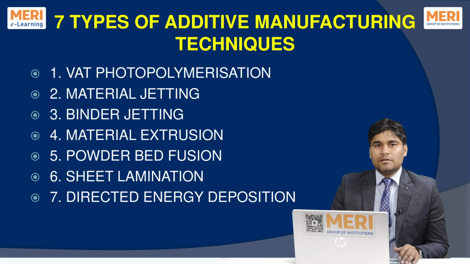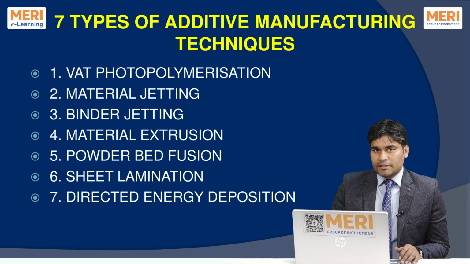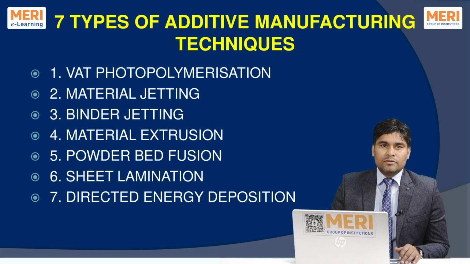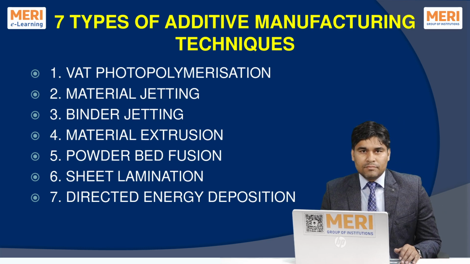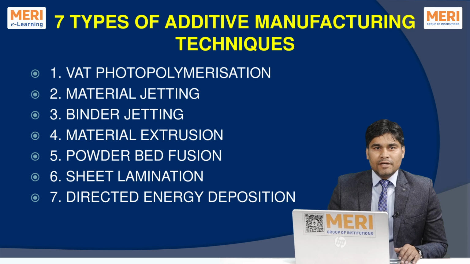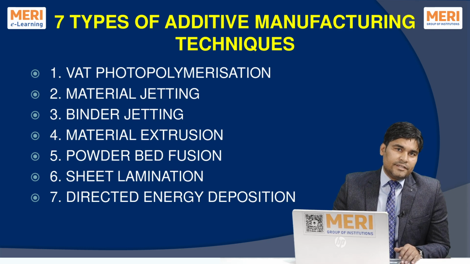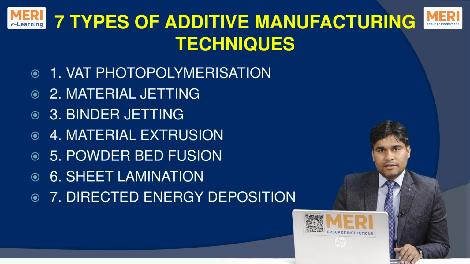In this lecture series, we are going to discuss 7 important types of additive manufacturing techniques. The first technique is VAT photopolymerization, which uses liquid photopolymer resin that is cured using light to form solid layers. The second technique is material jetting, where droplets of material are deposited layer by layer to create the final component. The third technique is binder jetting, which involves selectively depositing a binder material to join powder particles.